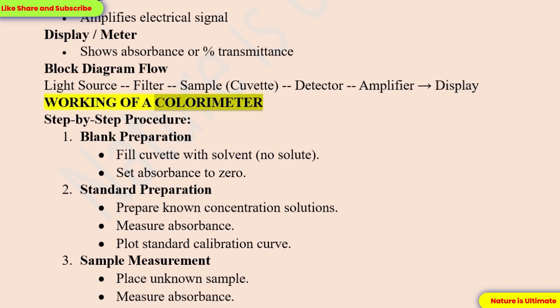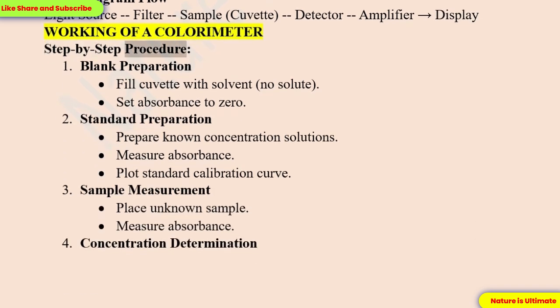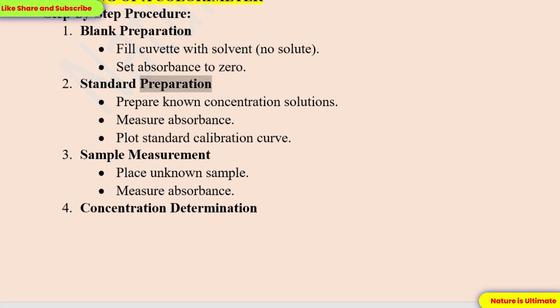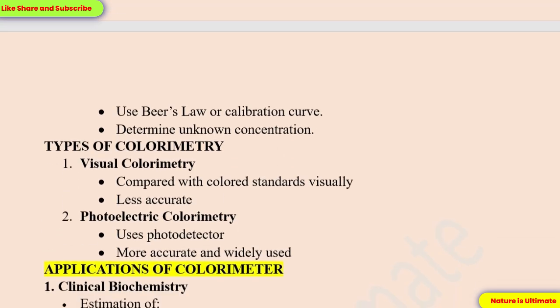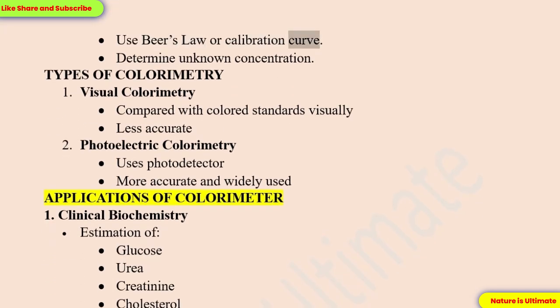Working of a colorimeter. Step-by-step procedure. Blank preparation: fill cuvette with solvent, no solute. Set absorbance to 0. Standard preparation: prepare known concentration solutions, measure absorbance, plot standard calibration curve. Sample measurement: place unknown sample, measure absorbance. Concentration determination: use Beer's law or calibration curve.